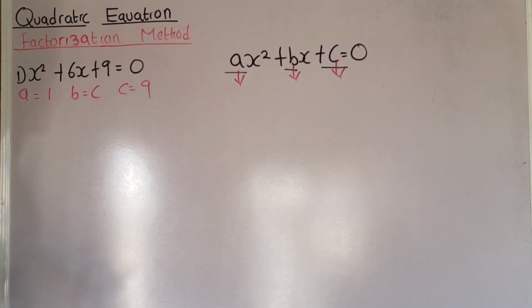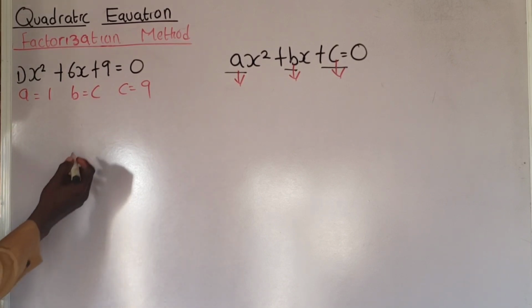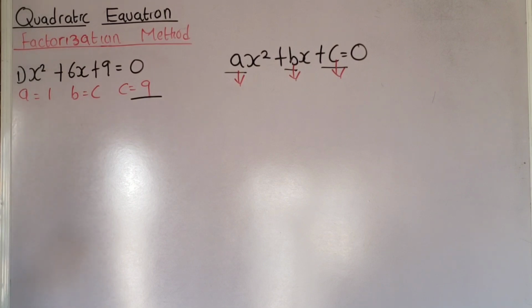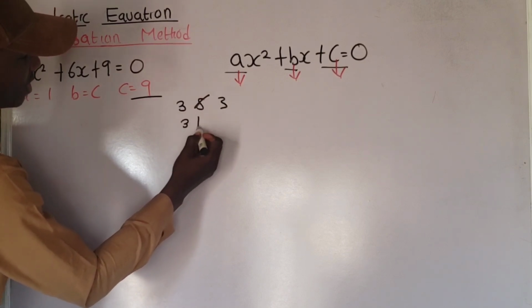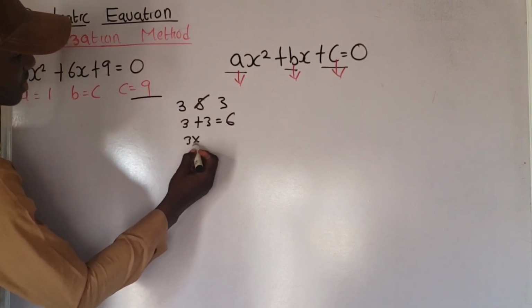Think of two numbers such that when you take their product, you must have c, which is the constant term. The constant term is 9. So when you take the product of these two numbers, you must have 9, and when you add these two numbers together, you must get 6. The two numbers must sum up to 6, and their product must be 9. What are those two numbers? 3 and 3. 3 plus 3 equals 6, and 3 times 3 equals 9.